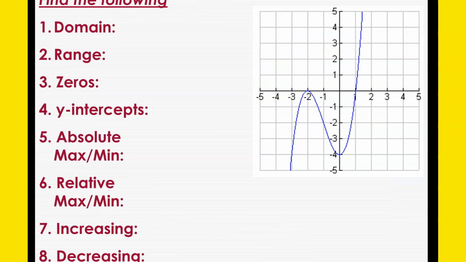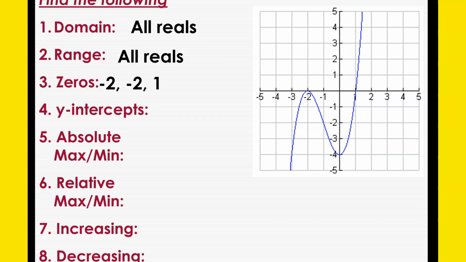All right, now try to answer all these questions. All right, the domain here is all the x values, every single x value on the x-axis, all real numbers, negative infinity to infinity. What about the range? Also all reals, negative infinity to infinity. The zeros is where it crosses the x-axis. Zeros are -2 and 1. You might say -2 twice because when it hits the x-axis and turns around, that's called a double root. If you were to solve the equation, you would get that answer twice. The y-intercept is -4, or you could say 0, -4 if you want to give an ordered pair.